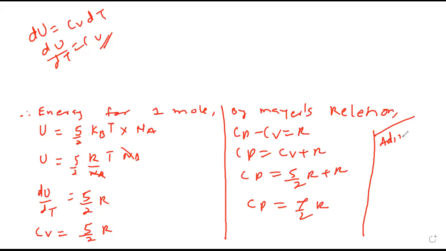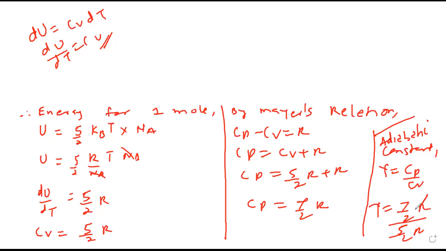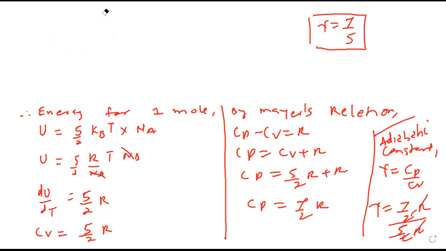Then adiabatic constant denoted by gamma equals Cp upon Cv. So gamma is 7/2 R upon 5/2 R. R/2 cancel. Therefore gamma equals 7/5. Copy this. Gamma equals 7/5. For diatomic rigid gas, adiabatic constant is equal to 7/5.